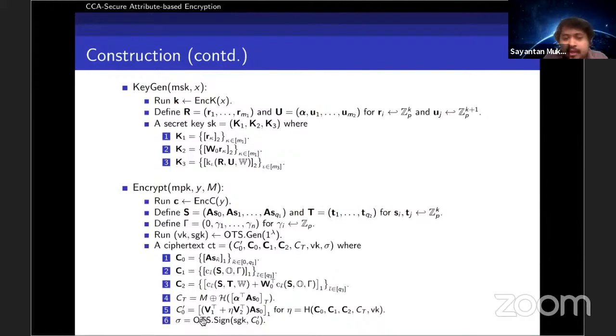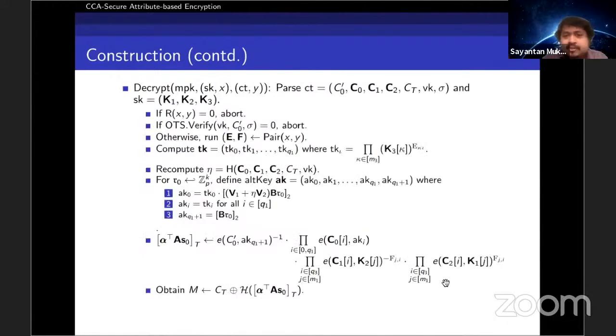And then we compute a commitment of all the available ciphertext components, and we create something called C0 dash, which is basically a commitment of all the ciphertext components. So anybody who changes the ciphertext will have a different C0 dash. So that's how we actually get the CCA security.